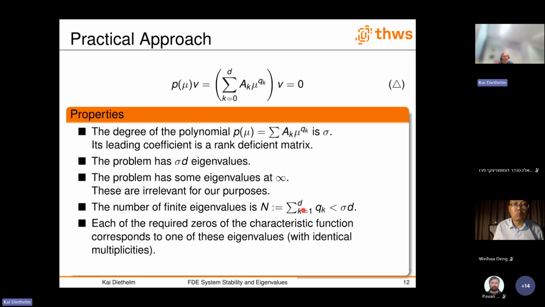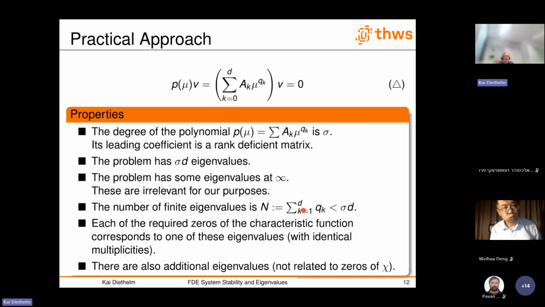This is not an equivalence. So there are more eigenvalues than the characteristic function has zeros. This eigenvalue problem has also additional eigenvalues which have nothing to do with the zeros of the characteristic function. And this might at first seem disturbing because we're interested in the zeros of the characteristic function. So if we manage to compute the eigenvalues, well, then we get them, but we also get lots of other numbers. And how do we distinguish those? I'll explain that in a minute. It's not very difficult.